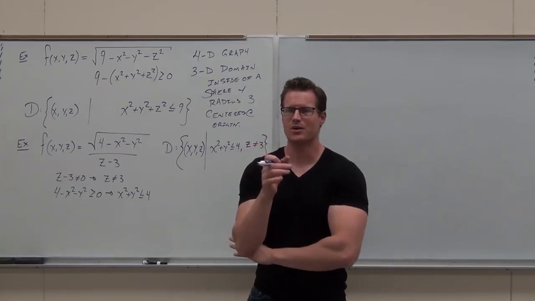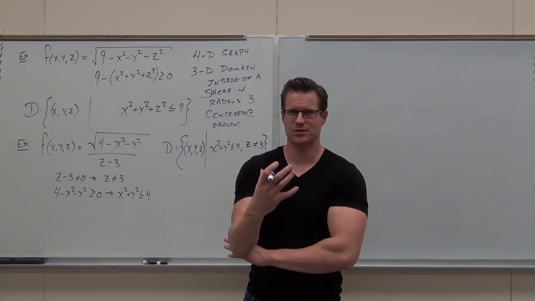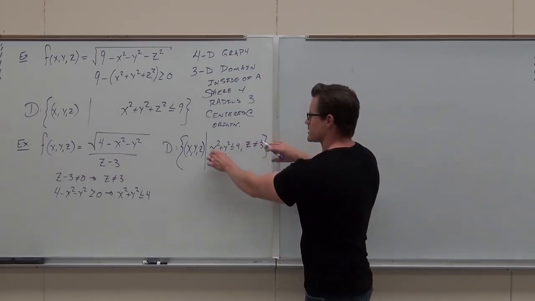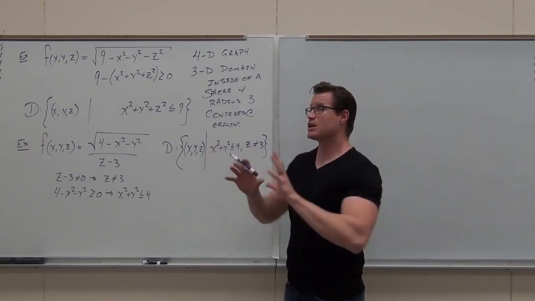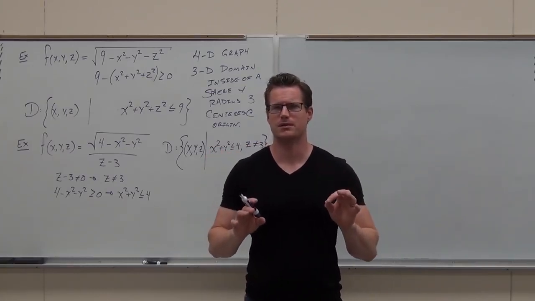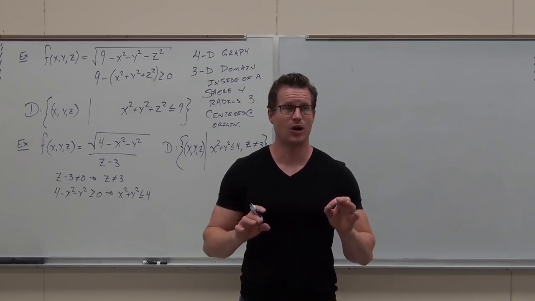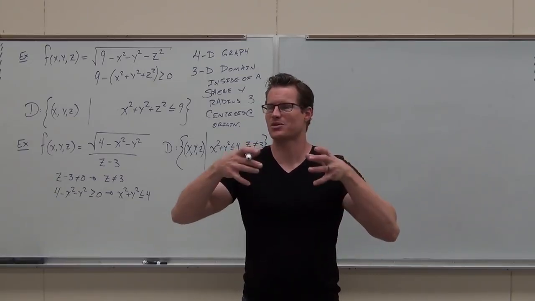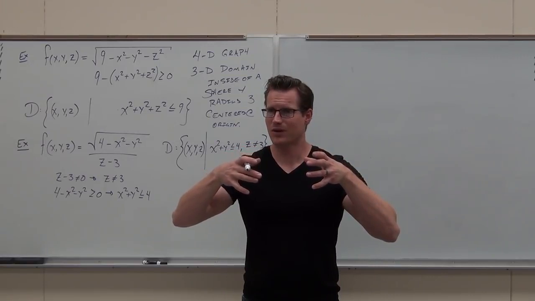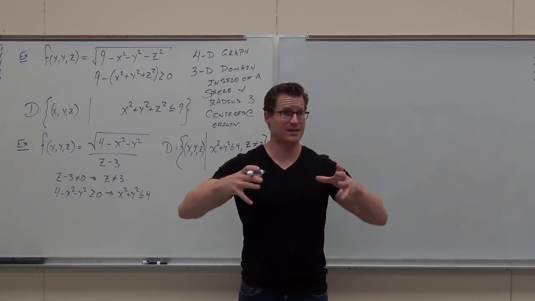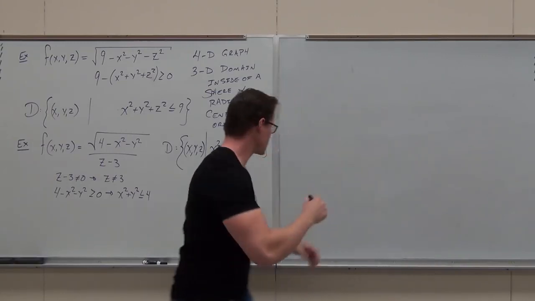Now, here's my question to you. If this is in 3 dimensions, think 3-dimensionally. What is x squared plus y squared equal to 4 in 3D? Don't tell me a circle. A cylinder along the z-axis, with a radius of 2. Perfect. So x squared plus y squared less than or equal to 4 is the inside of a cylinder along the z-axis. So it basically looks like this.